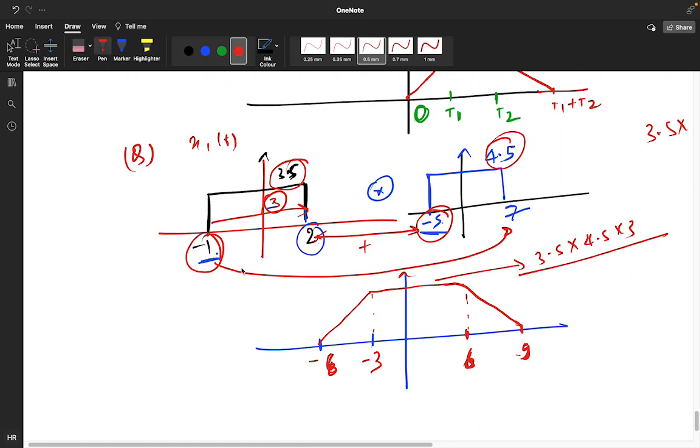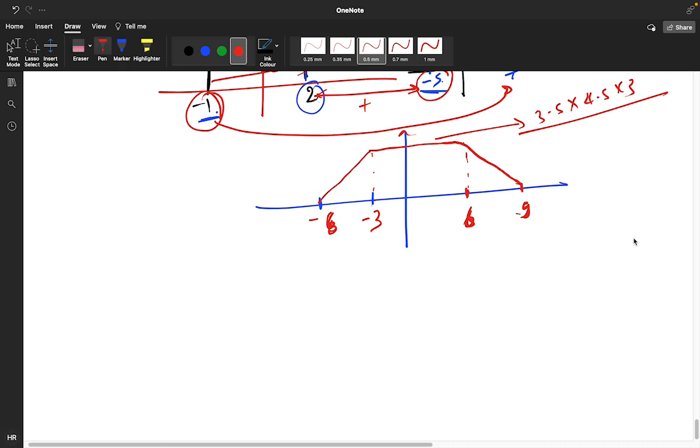Okay, so the magnitude of this particular will be, this is my 3.5, this is my 4.5, both will get multiplied, and the first width will get multiplied with this 3. Okay, now you will understand by practicing this.